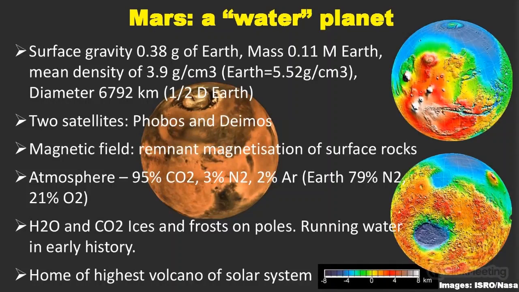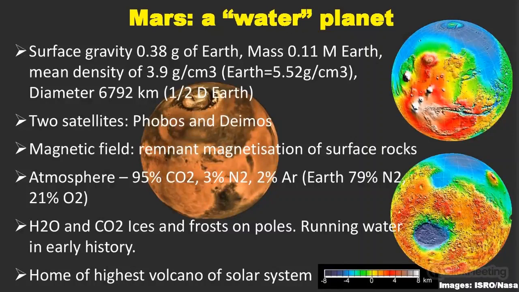I'm not listing all the important results. I'm just glancing through a few of them because of limited time. So the next planetary body is Mars. I could put Venus first, but Mars is a water planet.